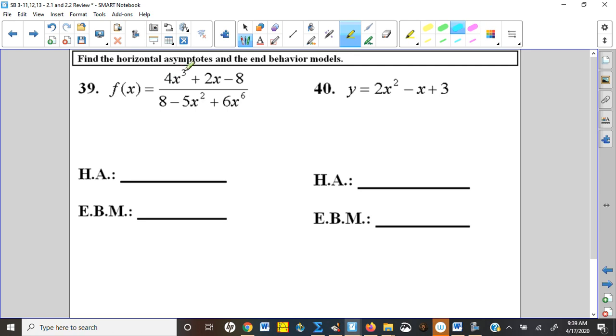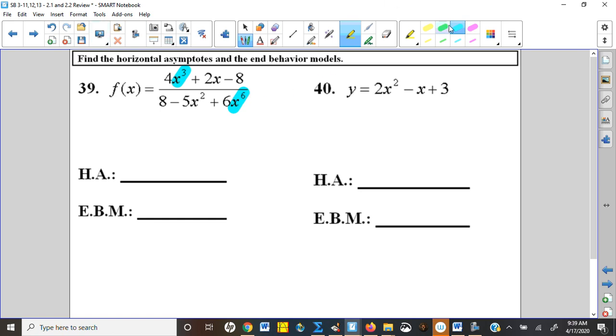we've got an x cubed up here. We've got an x to the 6 down here. So first of all, the end behavior model would be 4x cubed over 6x to the 6, so 2 over 3x to the 3rd. That's what it would cancel down to. You'd have 3x cubed left in the denominator.